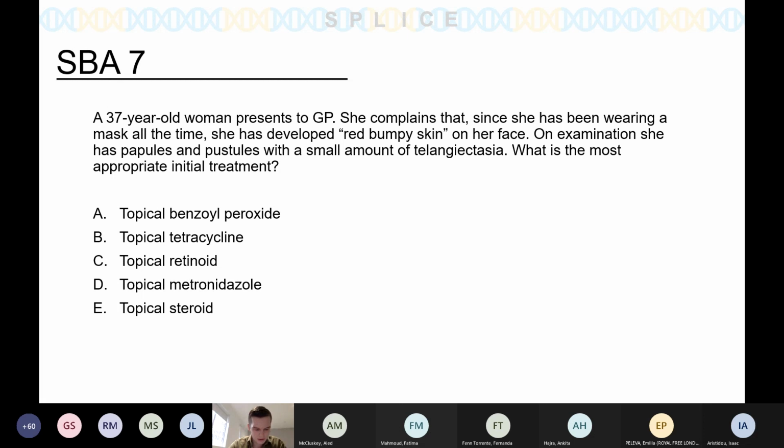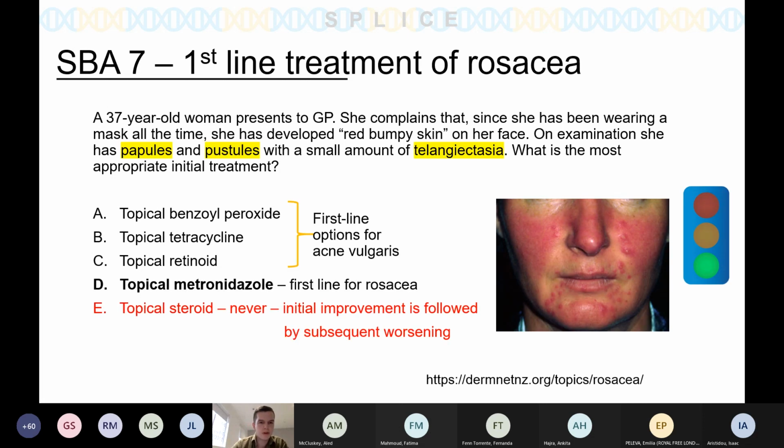Okay, can we close the poll? Nice. Okay, we've got a bit of a split here, which is good. It raises a good talking point. So this is, again, a question about rosacea. It's called acne rosacea because it has the same papules and pustules, so you can maybe get a misdiagnosis. Other classical features are flushing and telangiectasia.